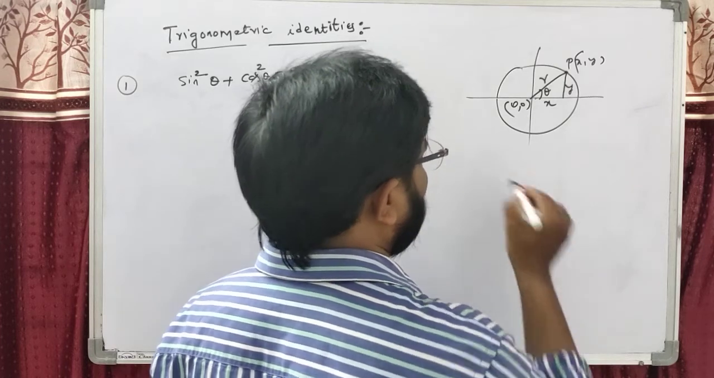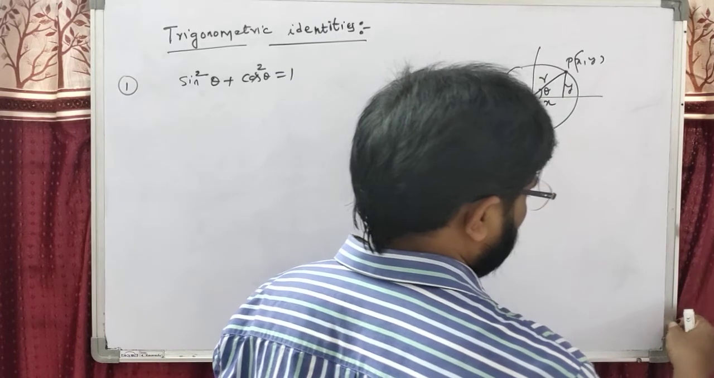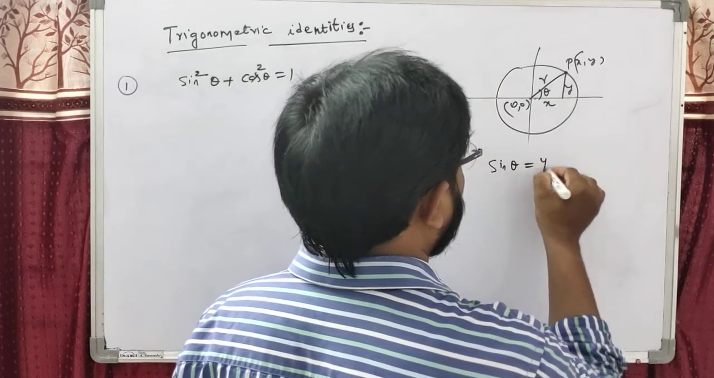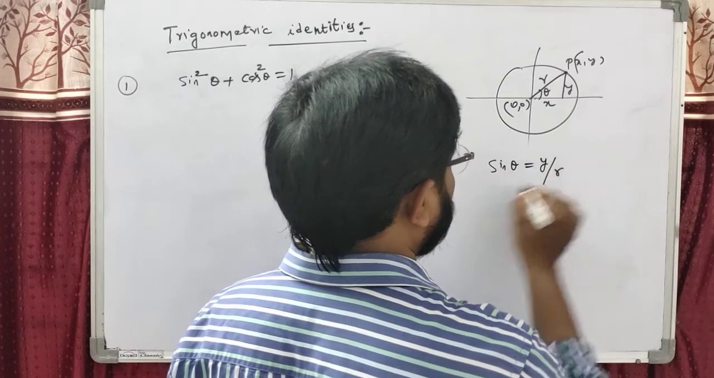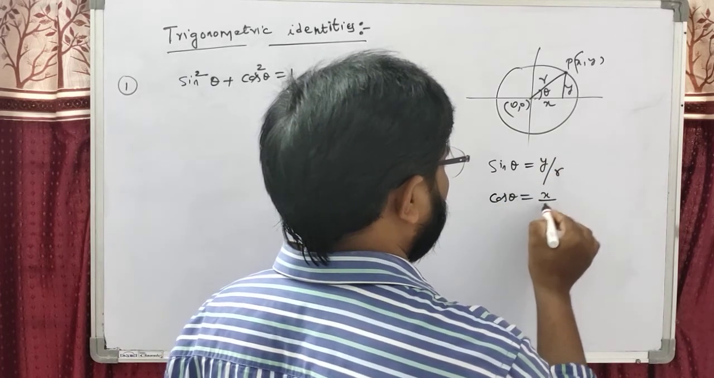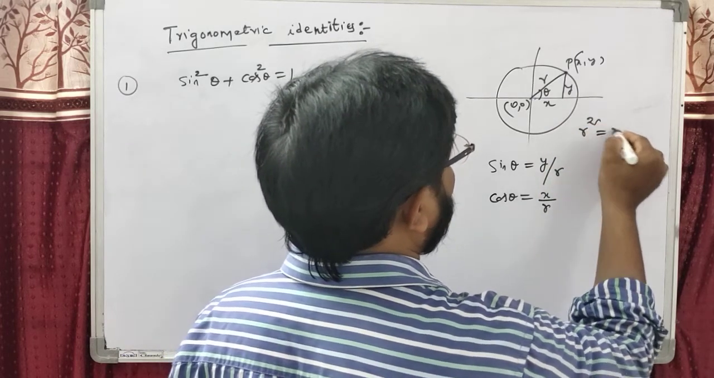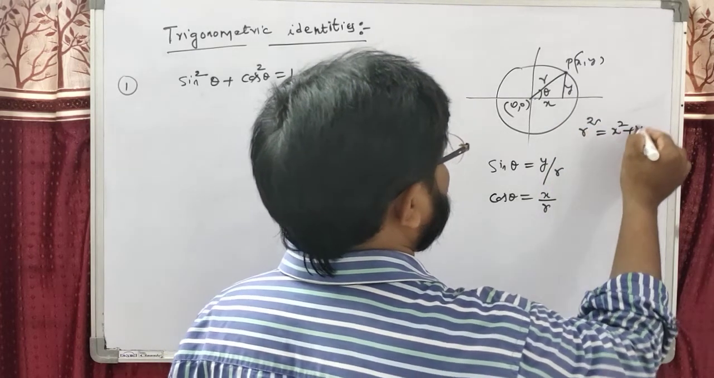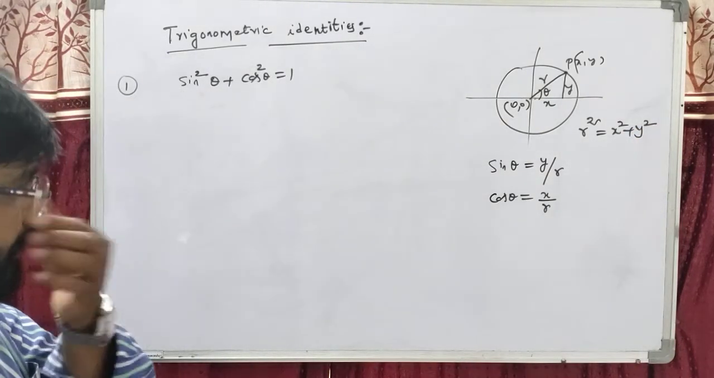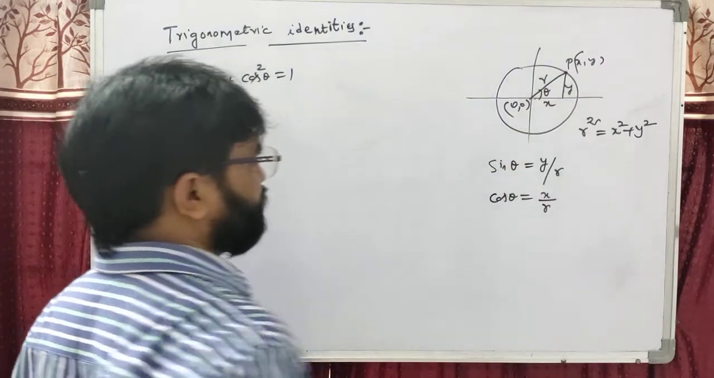Dear students, from the diagram, yesterday I explained sin theta equals y by r, and cos theta equals x by r. Where r square equals x square plus y square. Okay, students, r square equals x square plus y square. Hypotenuse square equals side square plus side square.